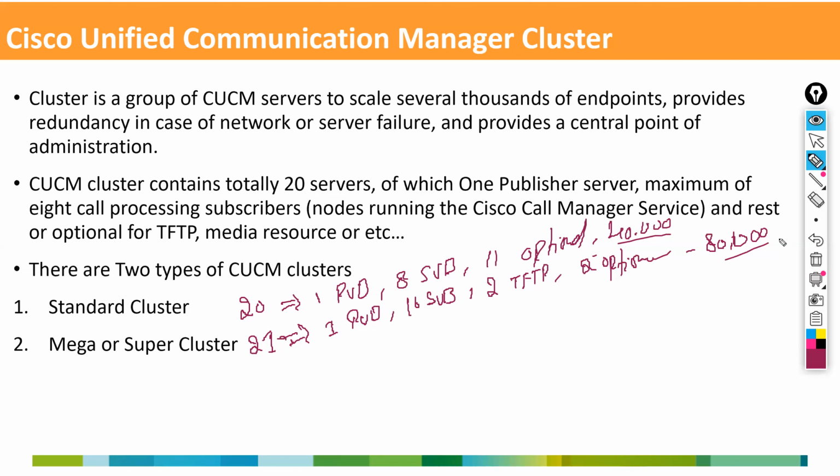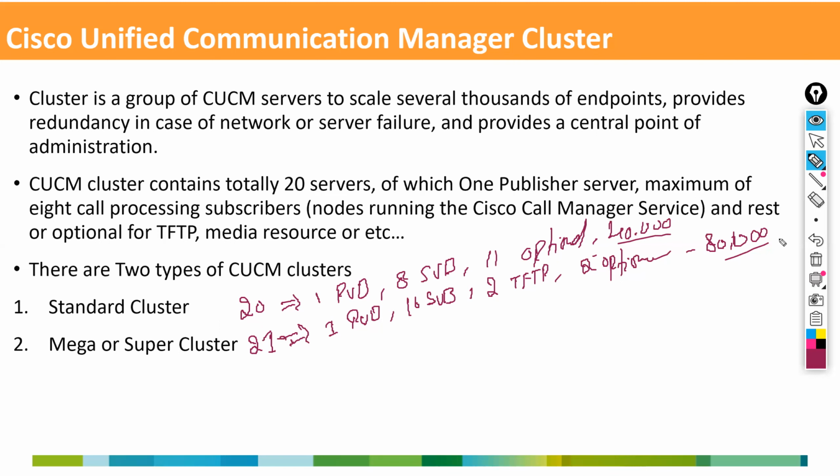Even in the standard cluster TFTP comes. What is TFTP, what is its port number, how you can configure TFTP, we'll see in the next class. So 2 TFTP and 2 optional servers, but here a maximum of 80,000 IP phones can be registered. If you want to register more than 40,000 phones, then obviously you have to go to the mega or super cluster.